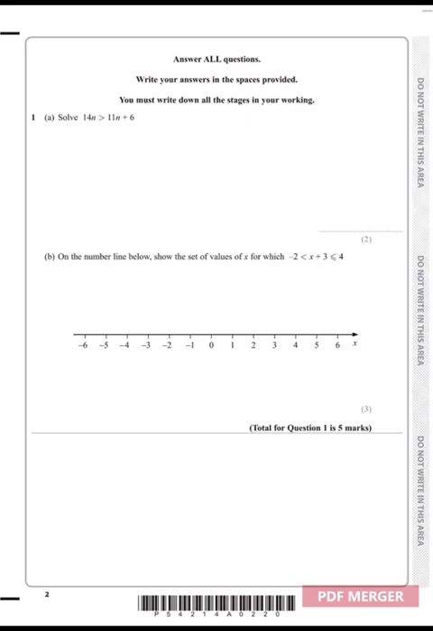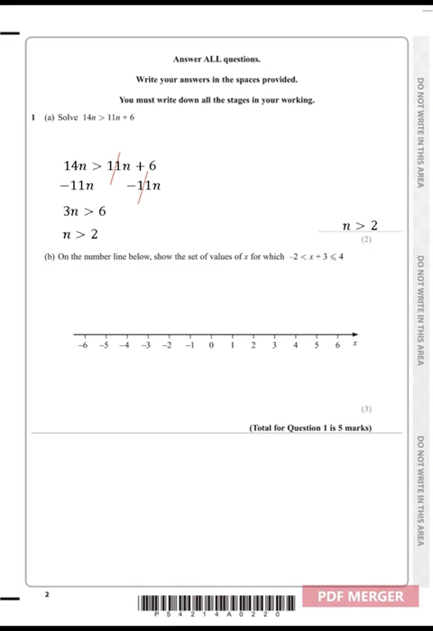Solve 14n greater than 11n plus 6. So for this question, this is from inequalities, we need to rearrange the formula. So 14n stays as it is, 11n moves to the left side to make it minus 11n. So 14n is greater than 11n plus 6, so you rewrite the question. So we subtract 11n on both sides. So we're left with 3n is greater than 6. Now to make n the subject, n is greater than 6 divided by 3, n is greater than 2. So that's the final answer for part A.